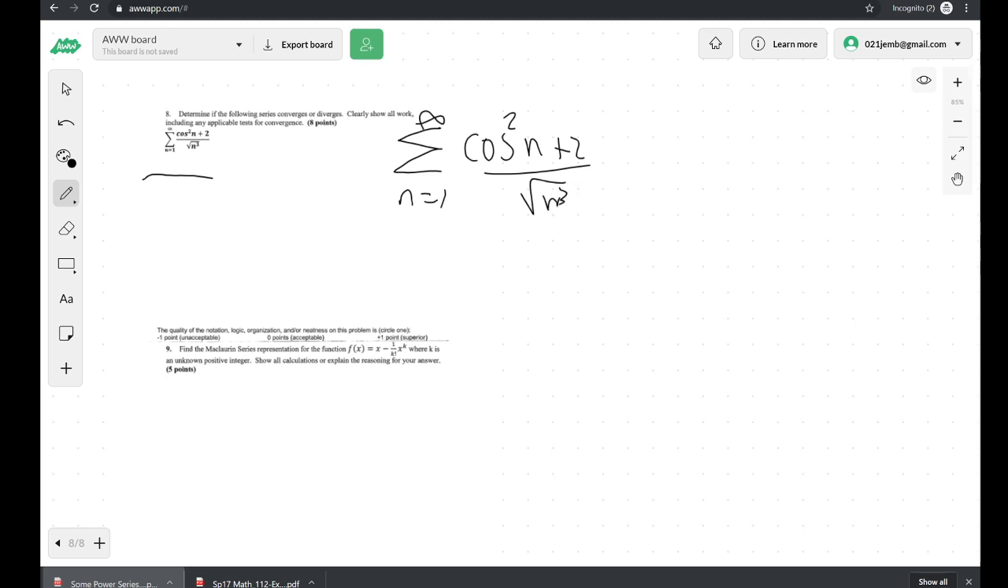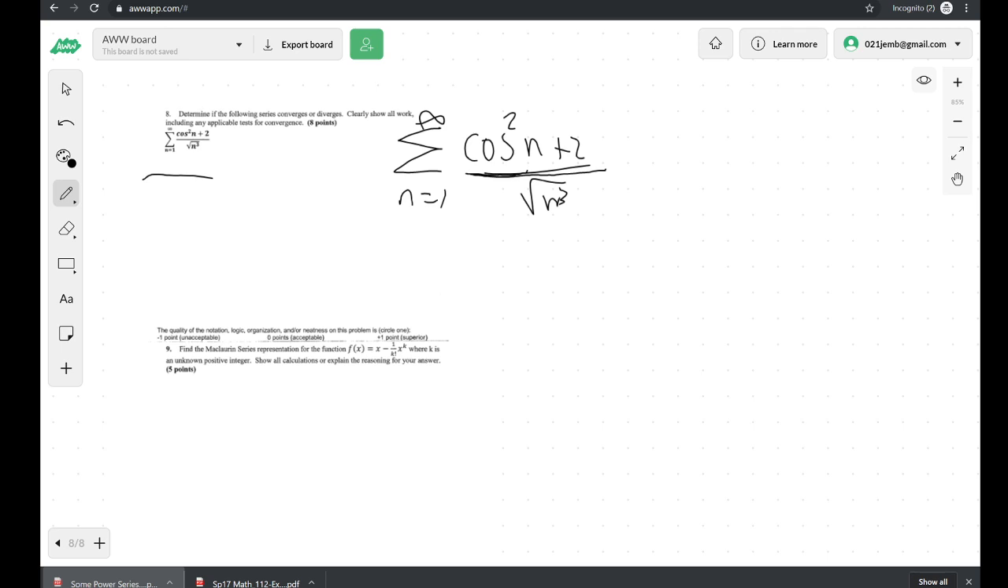Now we have this over here, and we want to use a test to find if it converges or diverges. Which test is more appropriate? The limit comparison test fails, so don't even try it. For this type of problem, which is a little more complicated, usually when it's oscillating between two values, and in this case it is oscillating between two values: cosine squared of n plus 2.